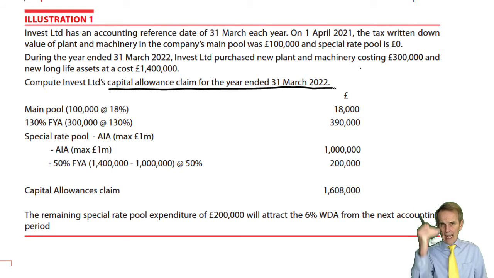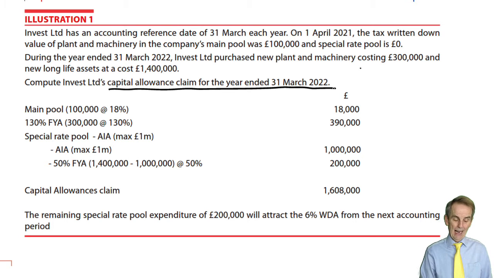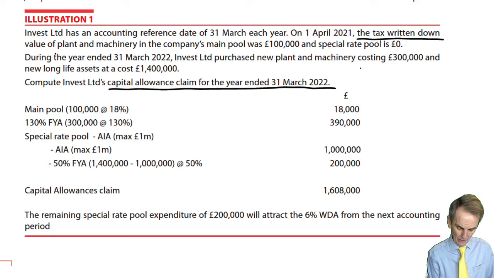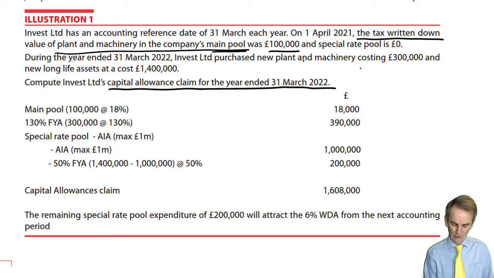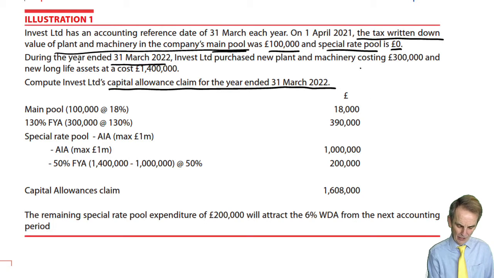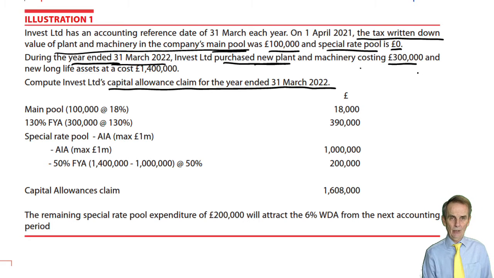So what I'm going to do is what the examining team have done in terms of their example. Instead of working down the page in terms of what qualifies for this allowance, that allowance, or any other allowance, I've looked at each category of capital allowance that would be available and shown it laterally across the page. So what have we got here? We open up with a tax written down value of plant and machinery in the company's main pool of £100,000. We've got 0 on the special rate pool. During this year ended 31st of March 22, we purchased new plant and machinery costing £300,000.